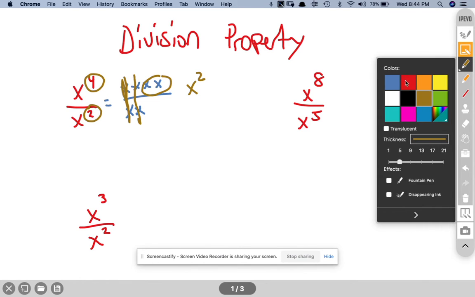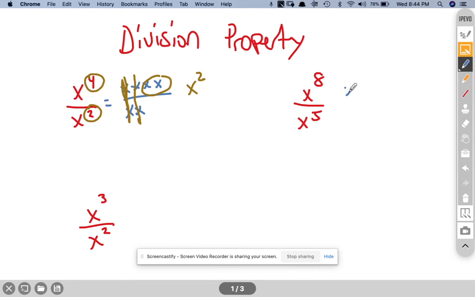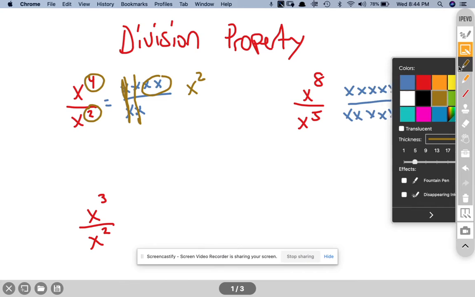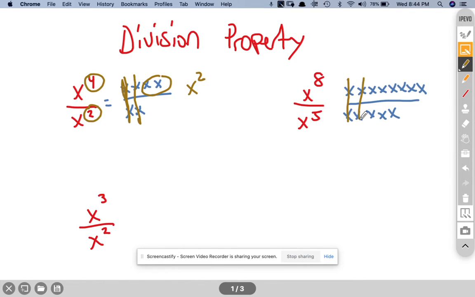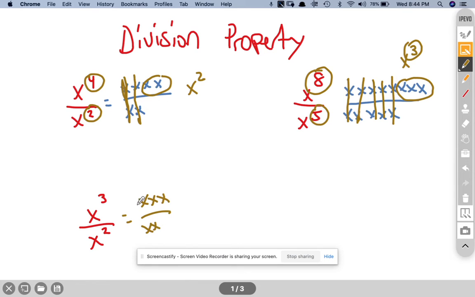Hmm, maybe there's a relationship between the 4 and the 2 and the 2. Let's write this one out. We take a look. 1, 2, 3, 4, 5, 6, 7, 8. Now you can see where this starts to get tedious because who really wants to write out 8 or more x's? Okay, so I write them all out. And now, time to crisscross out in pairs. Gone, gone, gone, gone, gone. So my final answer is x to the 3. What's the relationship between 8, 5, and then the 3? Last one. 3 x's, 2 x's, cross them out in pairs, and what I have left is x, or x to the first.